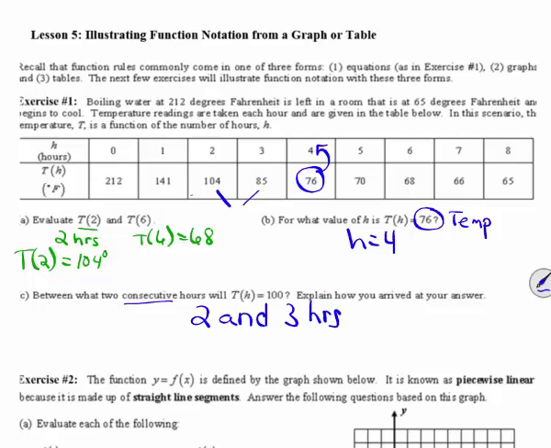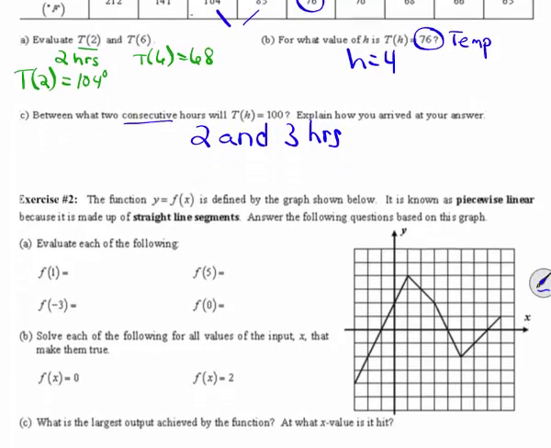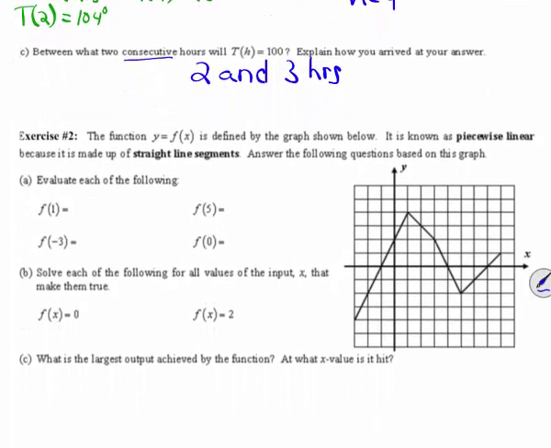Okay, let's talk about how we can read and get information from our graph. So here's this graph that looks like, what the heck is this? It's piecewise. Piecewise means that it's made up of pieces of straight lines. We have one straight line here, we have one here, here, here, and so on. So they're different pieces. Okay, well, what does this mean?